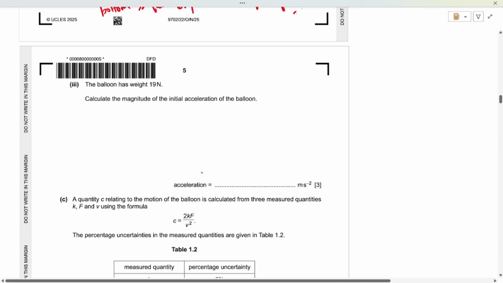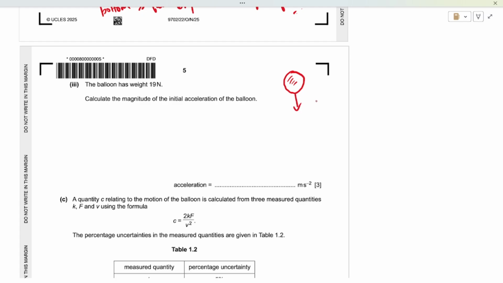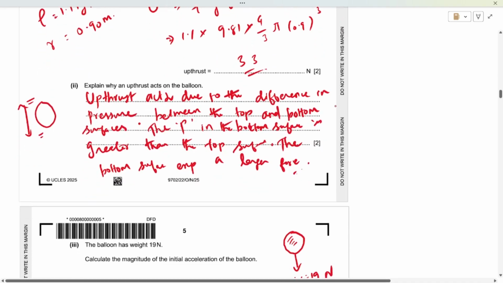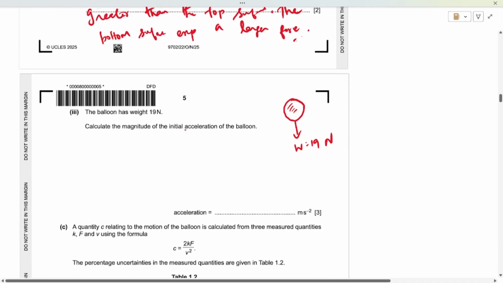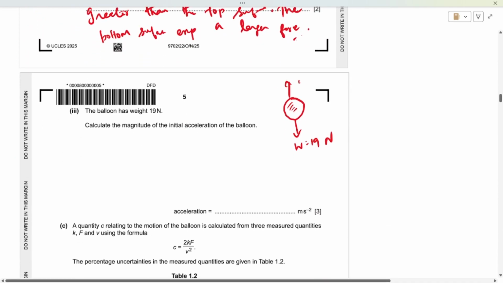The third one. They have given that the balloon has weight 19 Newton. So a free body diagram: this is the balloon. The downward force is the weight, which is given as 19 Newton, and we calculated the upthrust also, which is 33 Newton. Calculate the magnitude of the initial acceleration of the balloon.